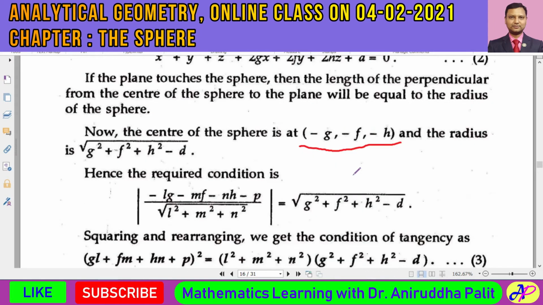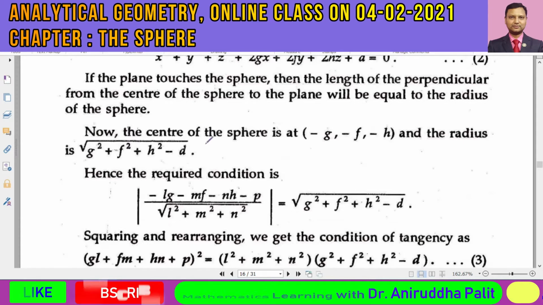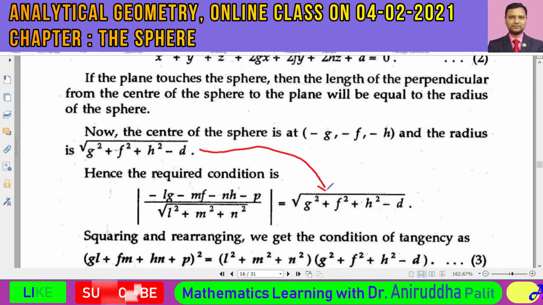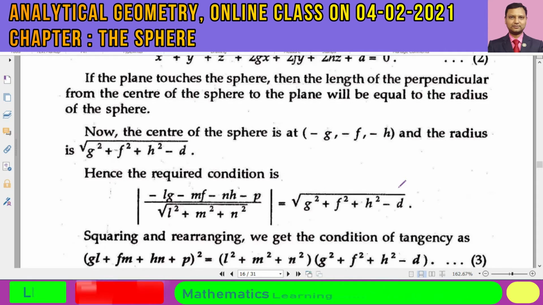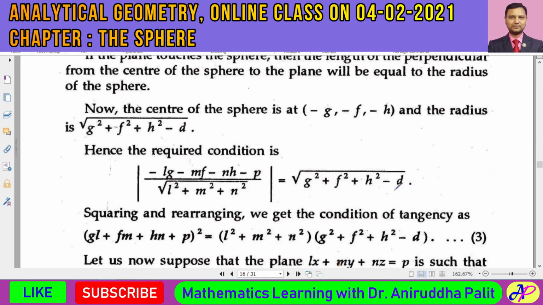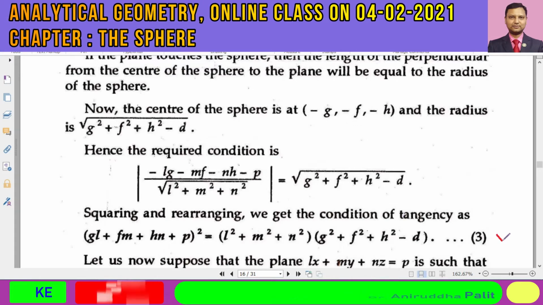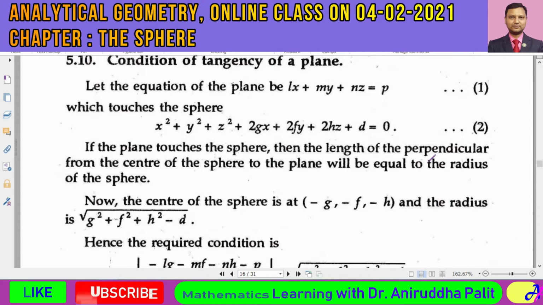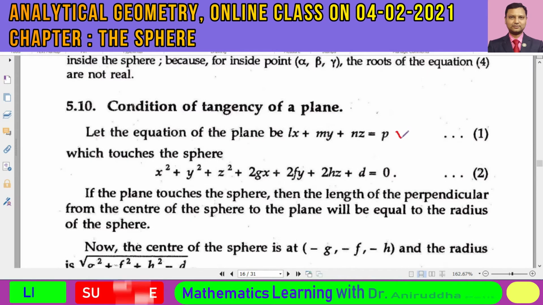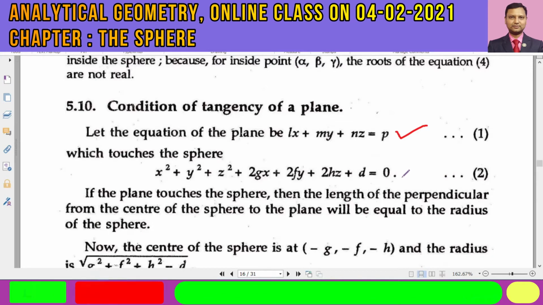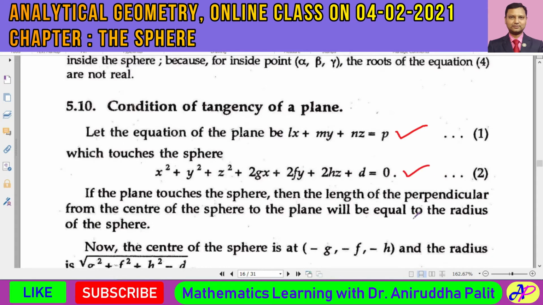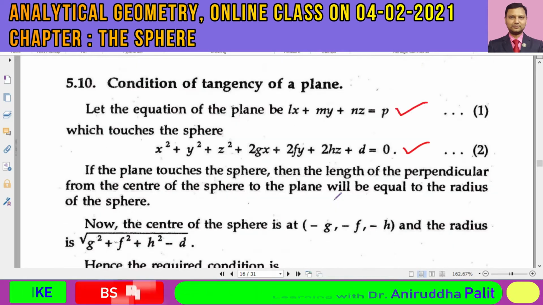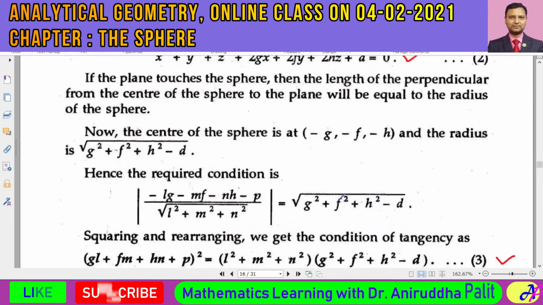That distance must be equal to the radius. So in this way, if we take the square, we find the condition under which the plane given by equation number 1 will touch the sphere given by equation number 2. So this is the condition of tangency of a plane.